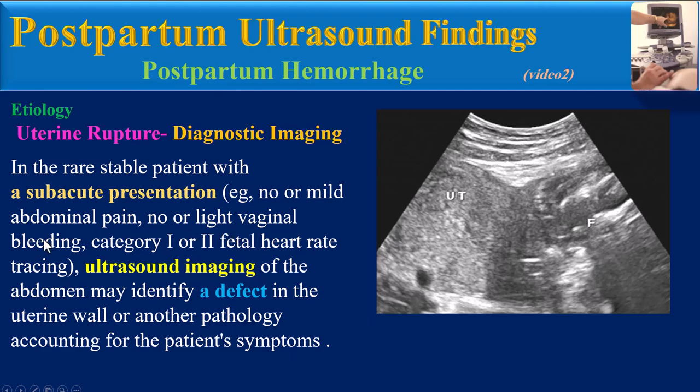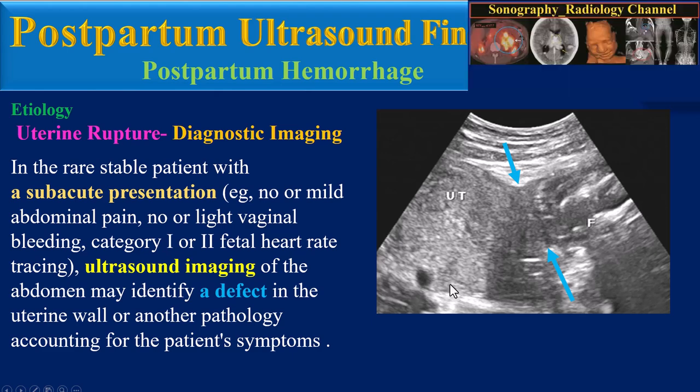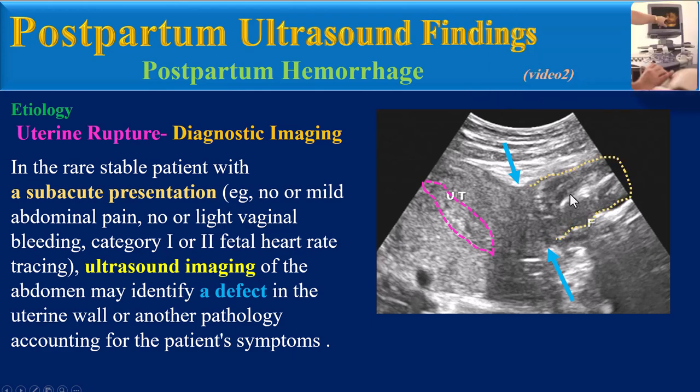In the rare stable patient with a subacute presentation, for example, no or mild abdominal pain, no or light vaginal bleeding, and a category 1 or 2 fetal heart rate tracing, ultrasound imaging of the abdomen may identify a defect in the uterine wall or another pathology accounting for the patient's symptoms. This transabdominal ultrasound image shows the empty uterine cavity, and we can also see a part of the fetus lying to the left side of the uterus.